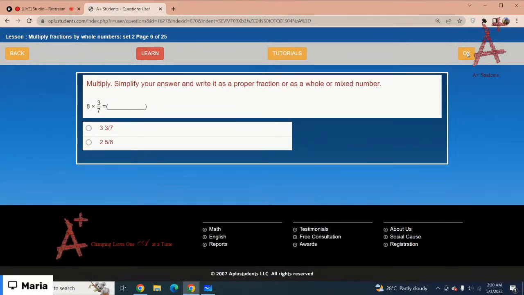Okay, the next one is 8 times 3 over 7. So you need to do numerator times numerator and denominator times denominator. So 8 times 3 is 24 and you have to divide 24 by 7. So 7 times, you need to count 7 until 24. So 7 times 3 is 21. So it would be 3 whole 3 over 7. The correct option is 3 whole 3 over 7. That would be option number 1.